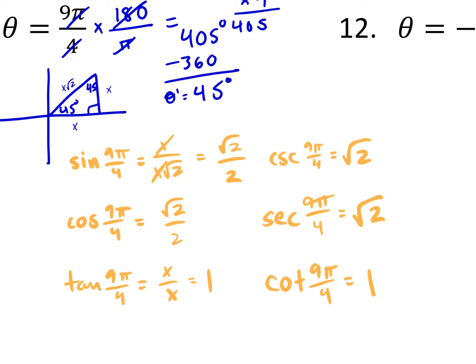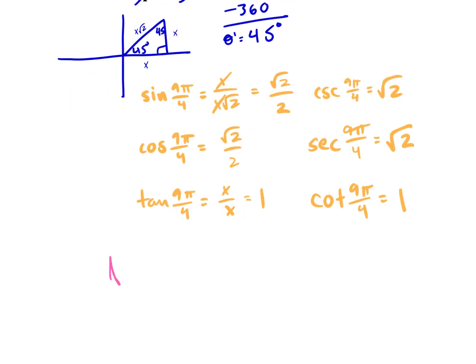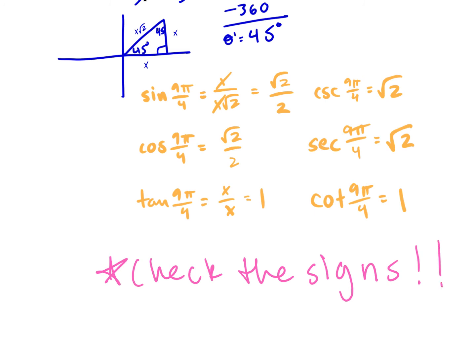The last thing we always have to do is check the signs. If I'm in the first quadrant, what does that tell me about the signs? They're all positive. So all of my signs here are positive. So I don't have to change any to negative. But if you were in any other quadrant, you would just have to make sure you include your negative signs. So always, the last thing you want to do is check your signs.